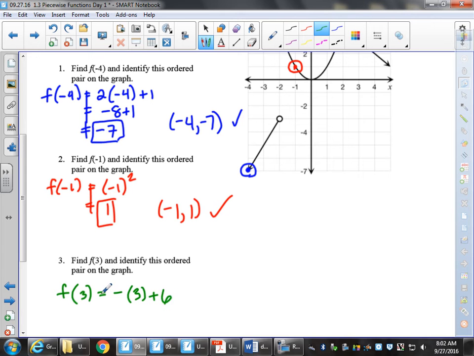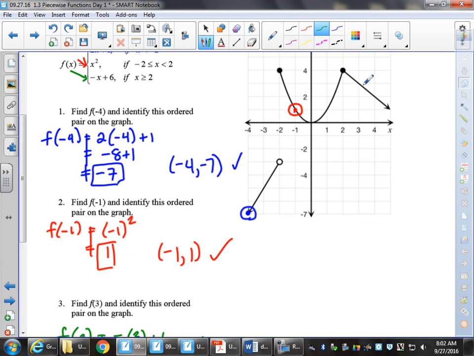What did you guys get? From the algebra, what ordered pair should this be on my graph? 3, 3. Let's go look. Are we right? 3, 3.